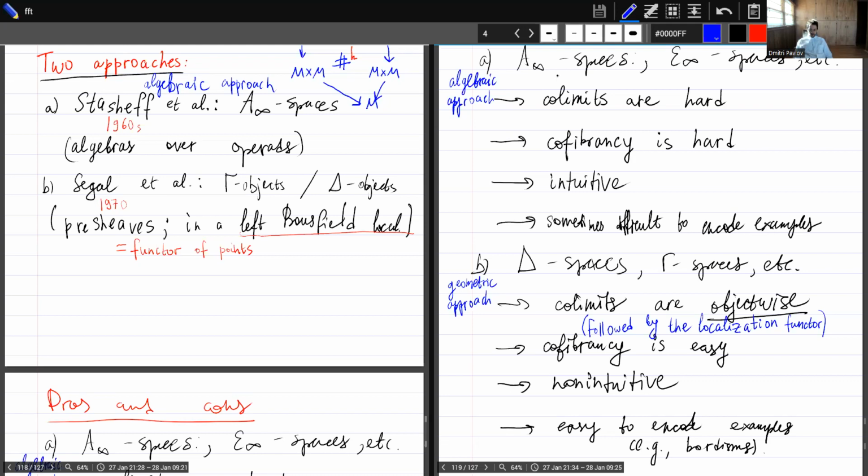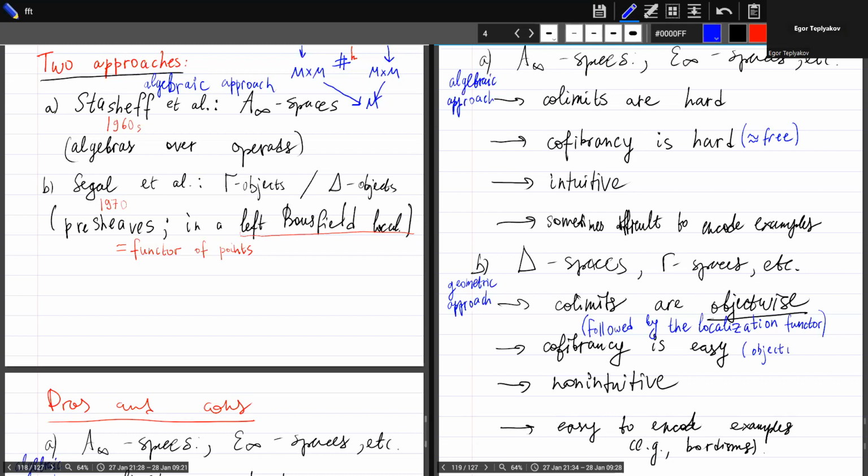All right, so for similar reasons to colimits, cofibrancy, or being a cofibrant object, is a vastly different condition in the two categories. Here, cofibrancy is actually quite difficult. It's roughly like being a free object. Here, cofibrancy is basically object-wise.